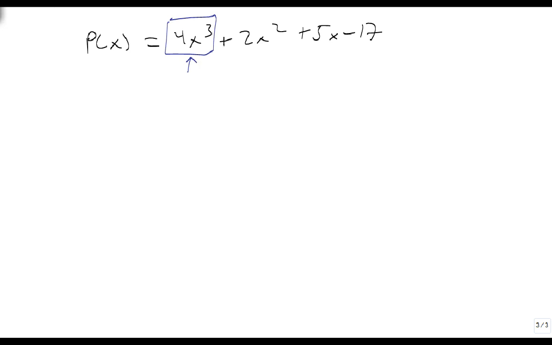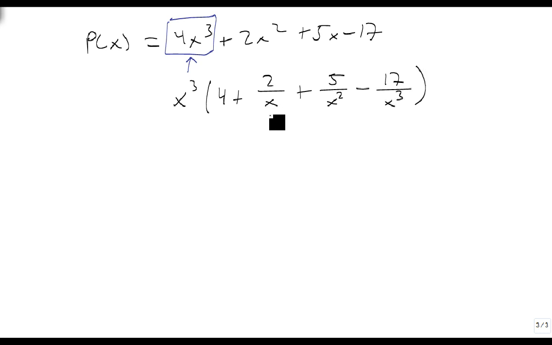The way we can show this is if we factor out an x cubed. That sounds funny because it's a little too big, but if we pull an x cubed out of this, that's going to leave 4 plus 2 divided by x plus 5 divided by x squared minus 17 divided by x cubed. As I let x get bigger and bigger, these numbers get smaller and smaller because their bottoms get bigger. So they contribute less and less to what this one does. So all we care about is the 4x cubed term.